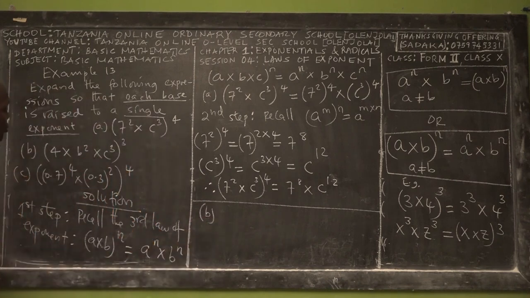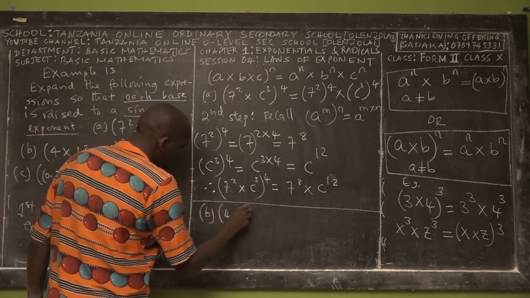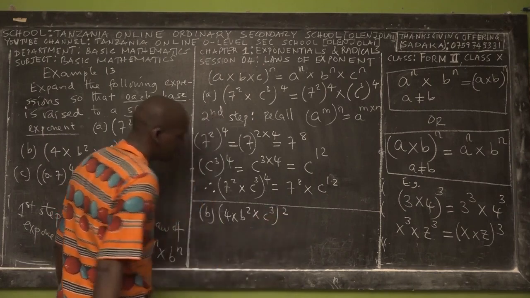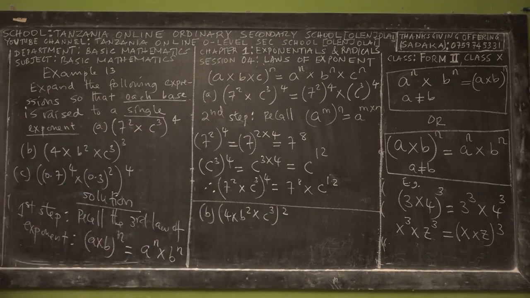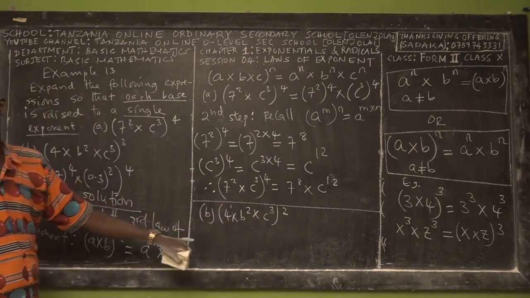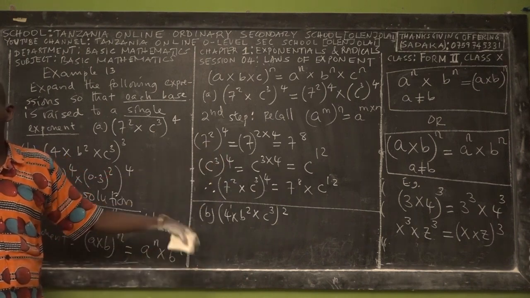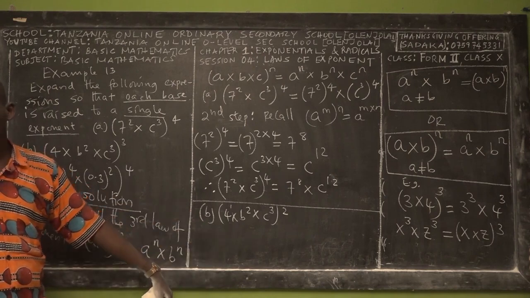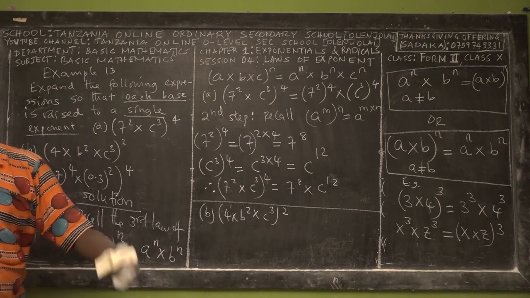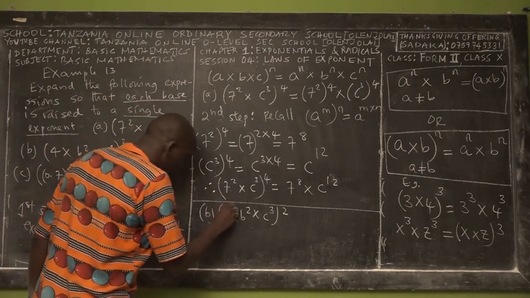Roman B, so let us do it together. We have 4 times b square times c cubed, all squared. How many exponents do you have? 3. Yes, 1, because 4 power 1. If you find the number itself, it means it is power 1. Any number power 1 is that number. 9 power 1 is 9. 10 power 1 is 10. 20 exponent 1 is 20. 21 exponent 1 is 21. So this is 4 exponent 1.